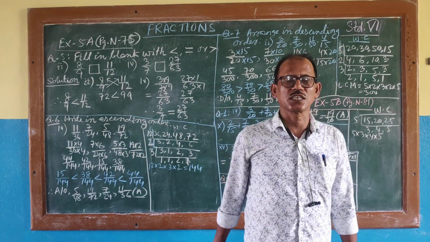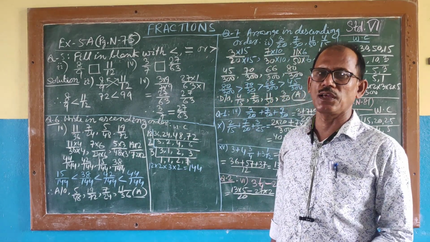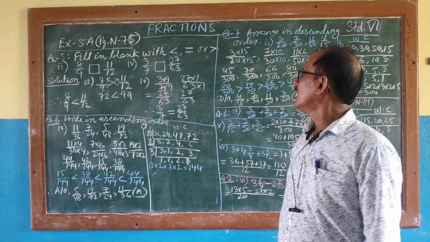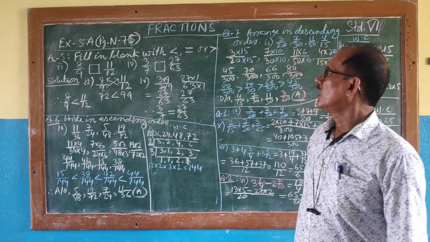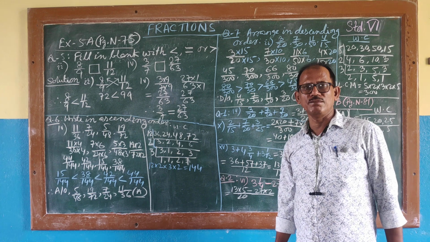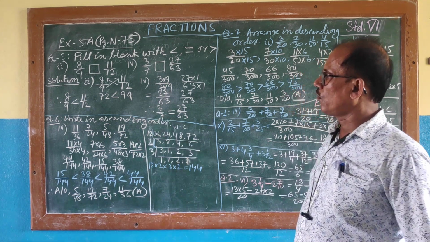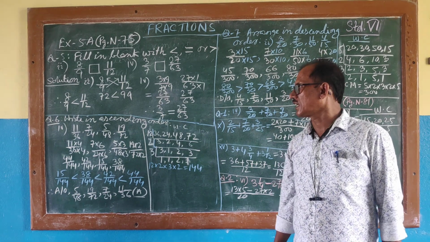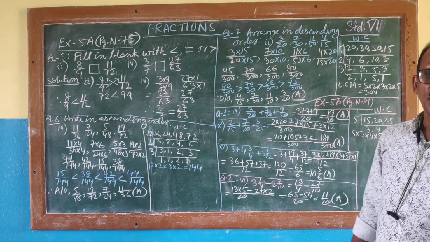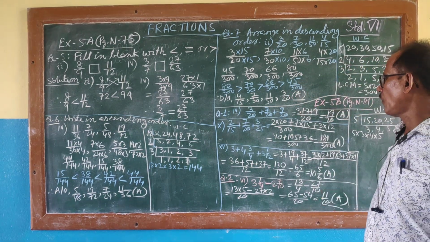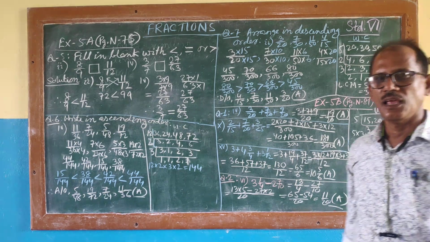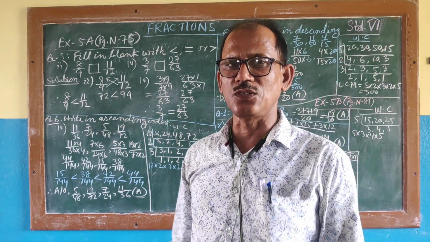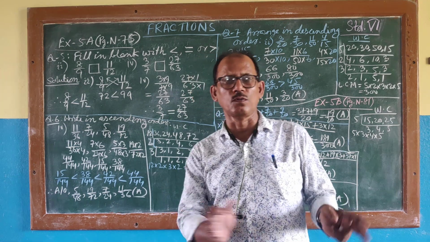Then we'll do from where we left off yesterday. Exercise 5A, page number 75. We did only 3 or 4 sums yesterday. We didn't do the 5th, 6th and 7th ones, which we will do today, and then we will go to the next exercise. But children, yesterday I didn't tell you about equivalent fractions.